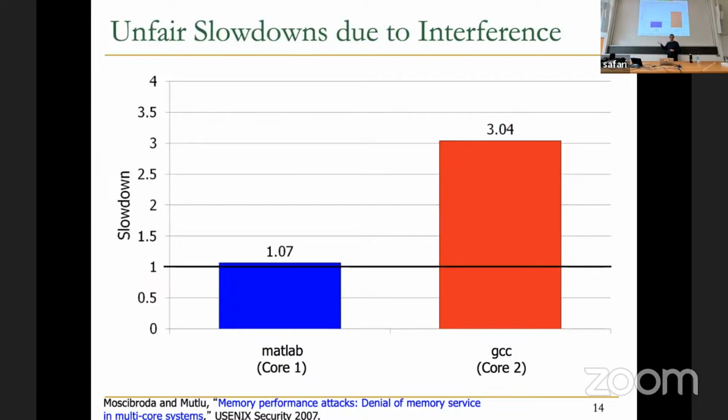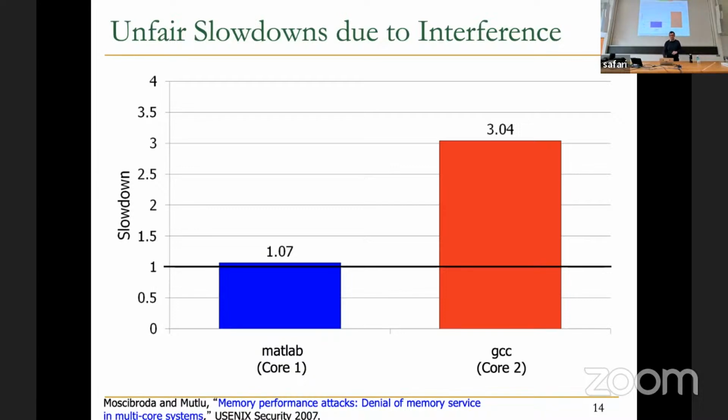This is actually real results on real hardware, circa 2006 or so. It was published in 2007 in Usenix Security. Basically, we ran multiple applications on the multi-core systems of the day. This is Intel Pentium D. This is MATLAB. This is GCC. We measured the slowdown each application experienced compared to when it's run alone on the same system. Each of them is using one core.